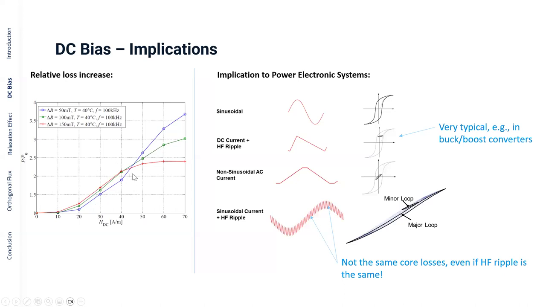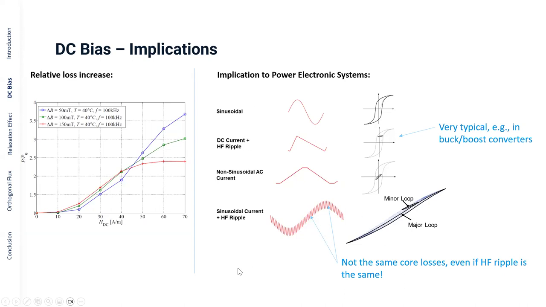Reasonable operating points are somewhere here between 30, 40 amperes per meter, but still the losses can increase by a factor of 2, something we should not neglect when designing a magnetic component.